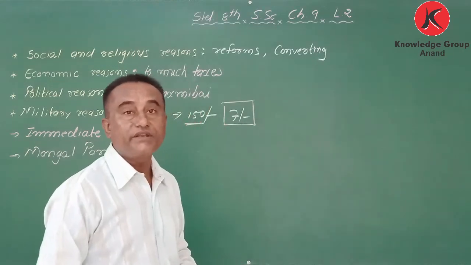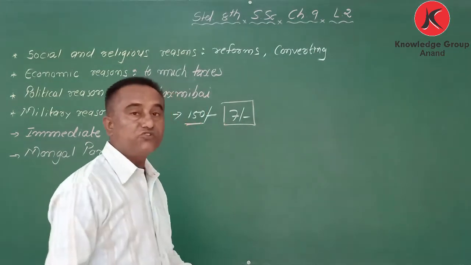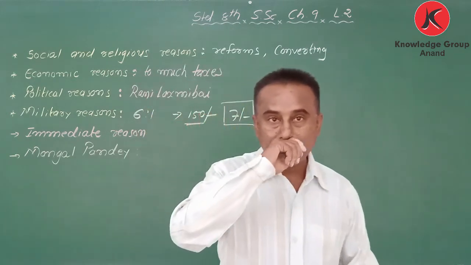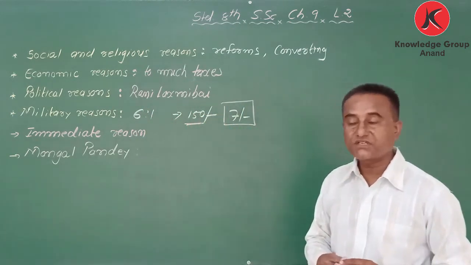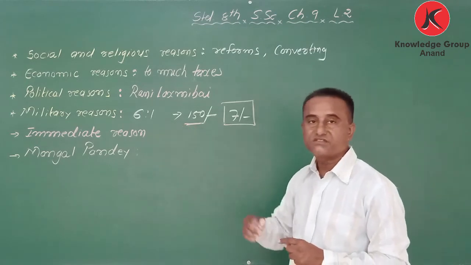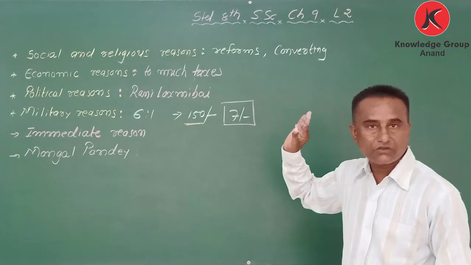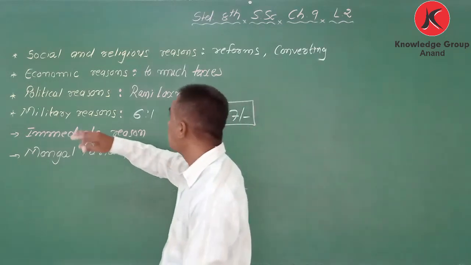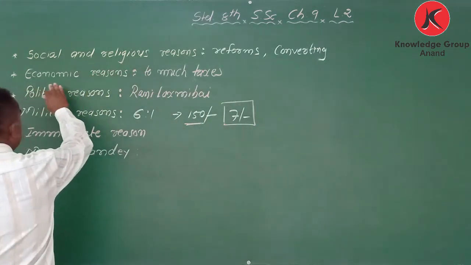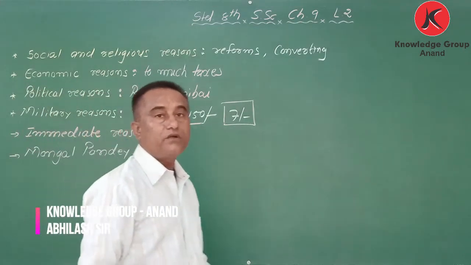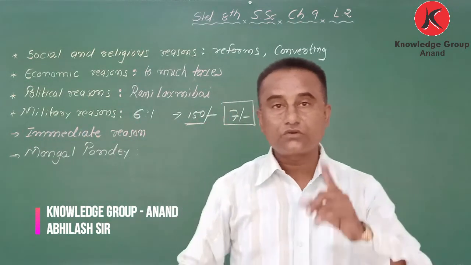But at that time, the Britishers were taking some Indian soldiers to Africa and some other places. So there was dissatisfaction when we consider the military. And the main thing was the salary. Got it? So because of social and religious reasons, economic reasons, political reasons, and military reasons, the people revolted against the Britishers. Got it?